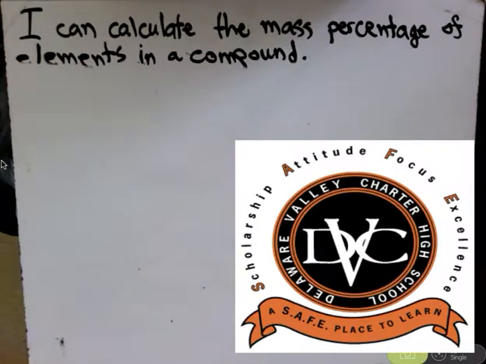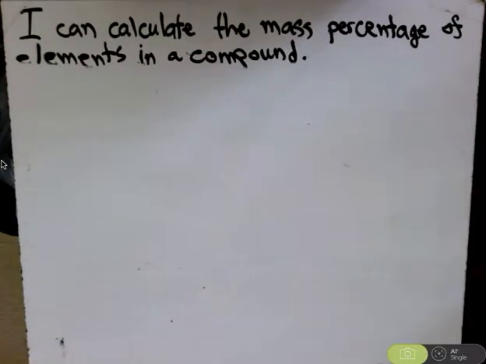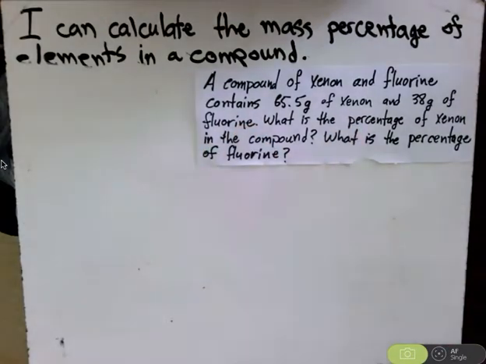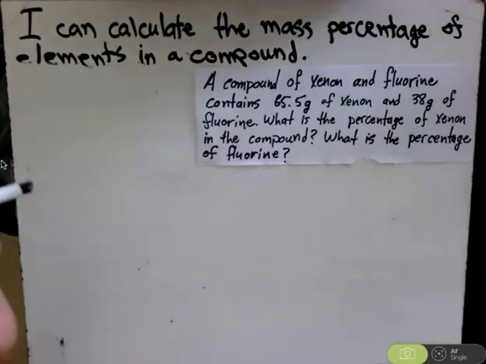I can calculate the mass percentage of elements in a compound. And the next problem that we're going to solve on this objective is this. We have a compound of xenon and fluorine containing 65.5 grams of xenon and 38 grams of fluorine. What is the percentage of xenon in the compound, and what is the percentage of fluorine?